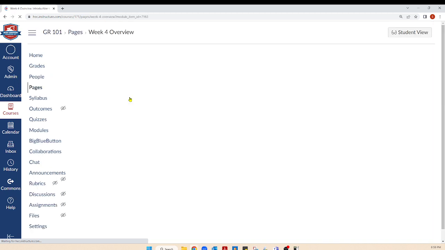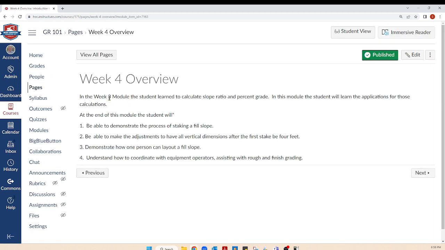Let's see if we got some objectives in here. In the week 3 module, we learned to calculate slope. You remember the ratio is horizontal divided by the vertical, and percent grade is vertical divided by horizontal. So we went through those things, and we're going to go through some more. But when we get through with this module, we want to be able to demonstrate the process of staking a field slope. And demonstrate means that we're going to build one.